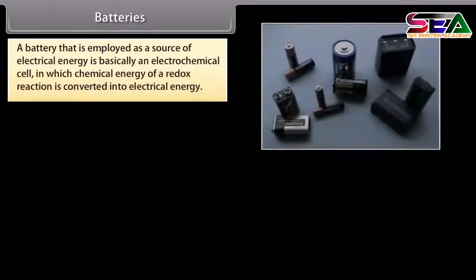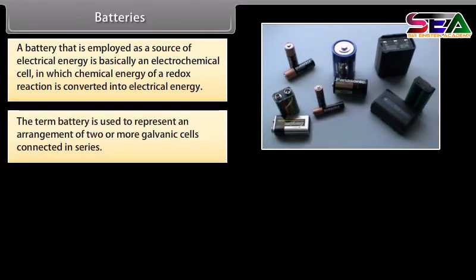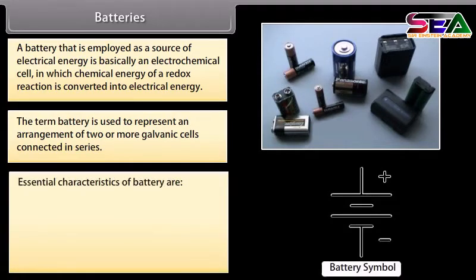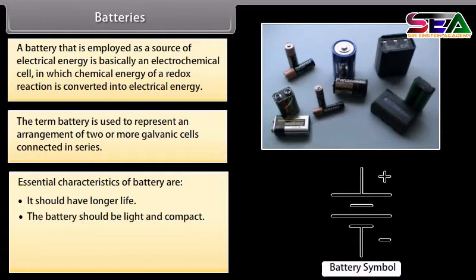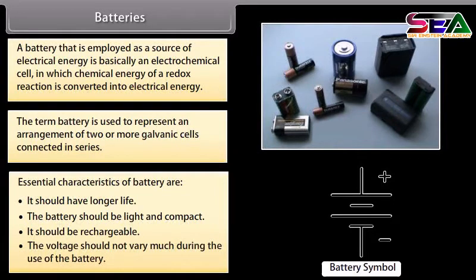Batteries. A battery that is employed as a source of electrical energy is basically an electrochemical cell in which the chemical energy of a redox reaction is converted into electrical energy. The term battery is used to represent an arrangement of 2 or more galvanic cells connected in series. Essential characteristics of a battery are: it should have a longer life, it should be light and compact, it should be rechargeable, and the voltage should not vary much during use.